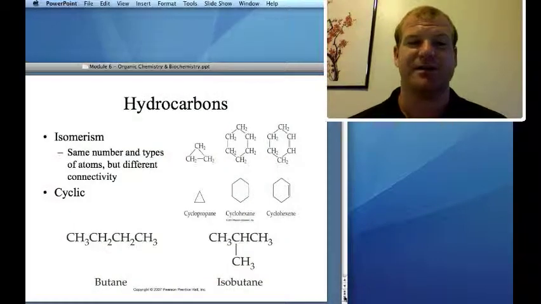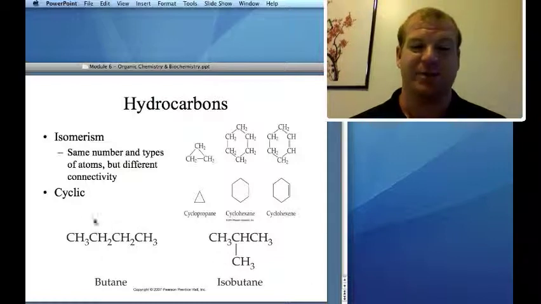So hydrocarbons, we're back here. You can get isomers. The isomers have the same number and types of atoms but different connectivity. And this is not unique to hydrocarbons. You can have isomers of pretty much anything. Here's butane and here's isobutane. You can see that they have the same number of atoms, but these are connected a little bit differently. And cyclic compounds, they can cyclize. And it's not unique to alkanes. You can have alkenes that way as well.